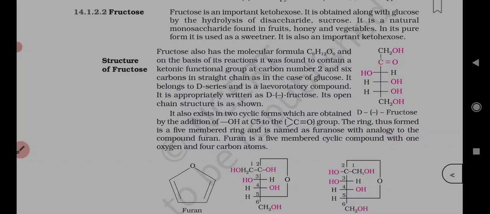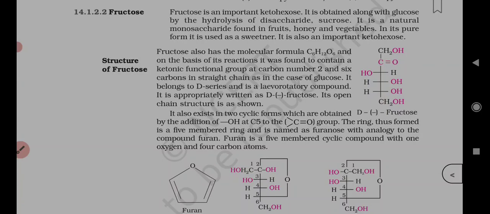Let's talk about the structure of fructose. Fructose has the molecular formula C6H12O6, same as glucose, and on the basis of its reaction it was found to contain a ketonic functional group at carbon number 2, and 6 carbons in a straight chain as in the case of glucose.